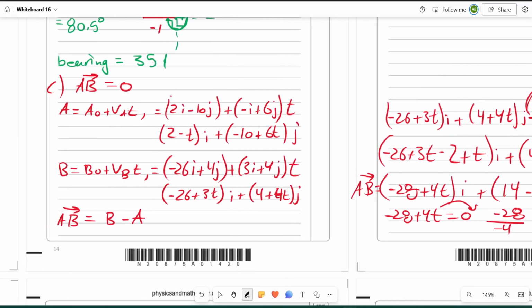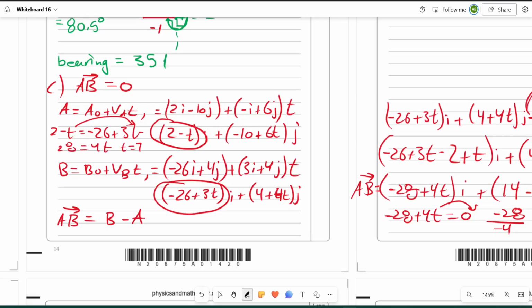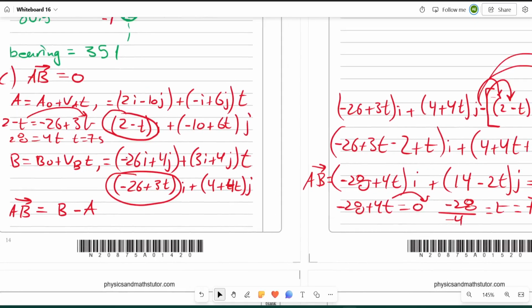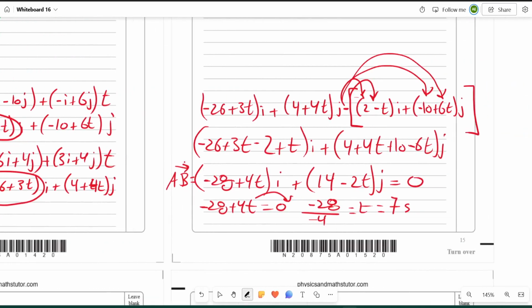What I could have done is also equate the i component of A to the i component of B, because I know that I need to find a time where the i components are equal. So if we did that, 2 minus t equals negative 26 plus 3t. So 28 equals 4t. Again, it will give us t equals 7 seconds. That would have been much faster, but I wanted to show you how to deal with the distance between two vectors.